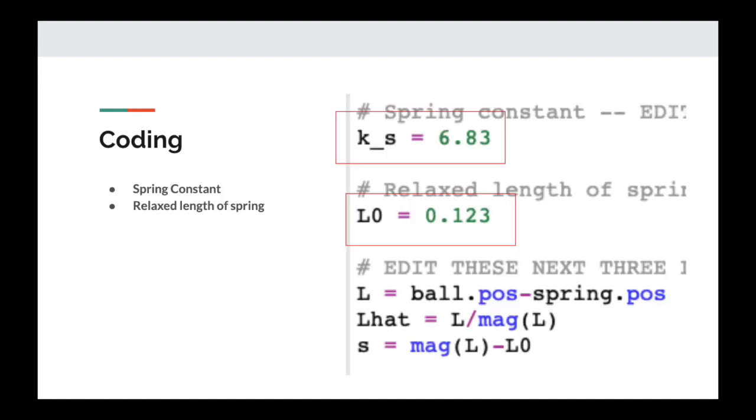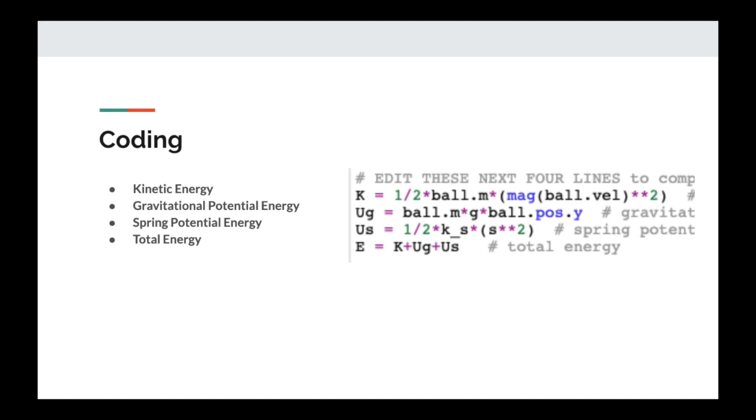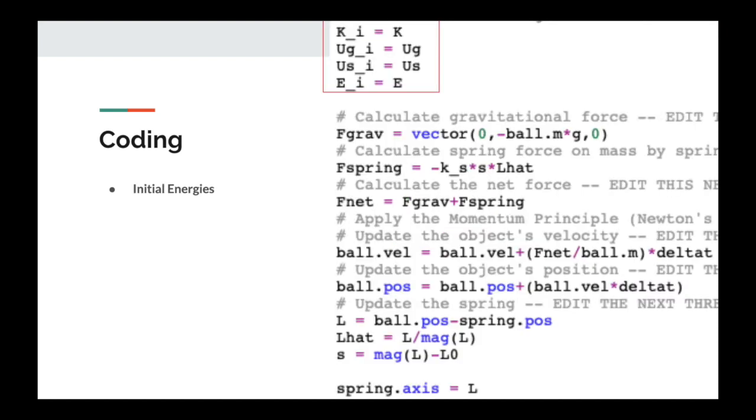For my initial model, I used the constants given from the instructional video. I then updated the L vector, specifying L, the direction of L, or L hat, and S, the distance between the relaxed length of the spring and its length at the specified time. I then updated the equations for the energy components. Finally, I set the initial energies to be equal to the formulas specified in the previous slide.